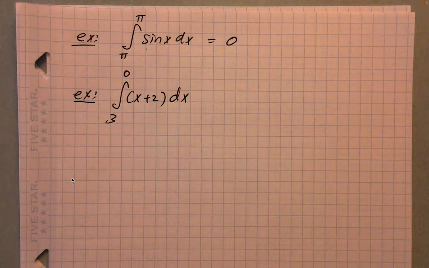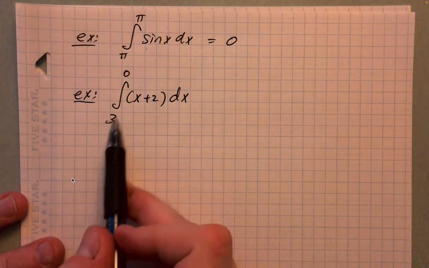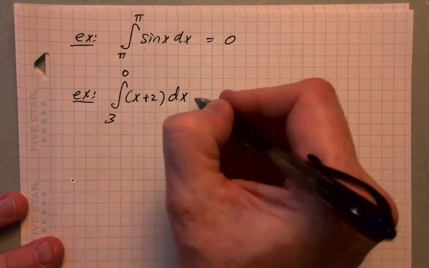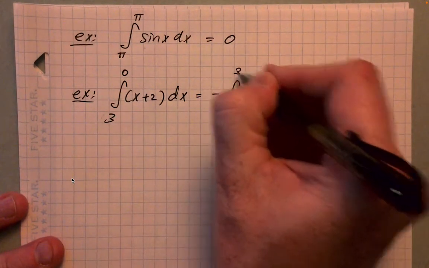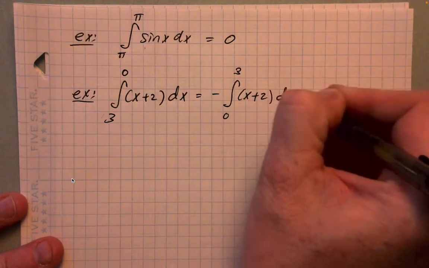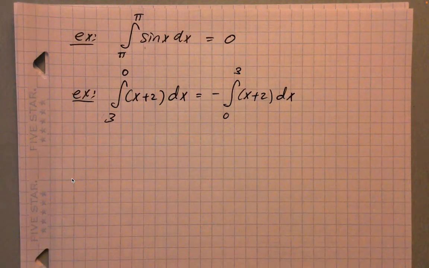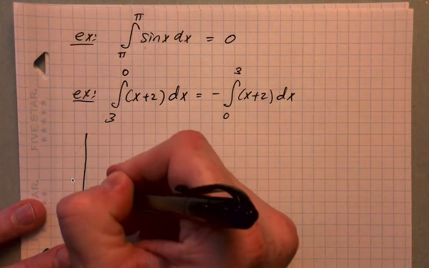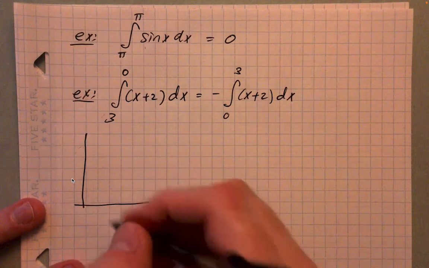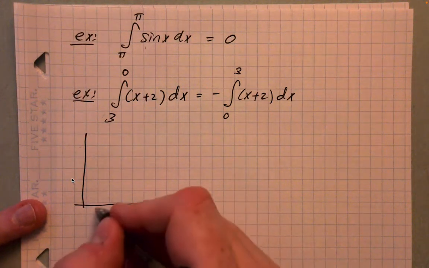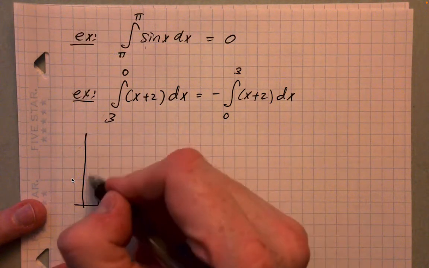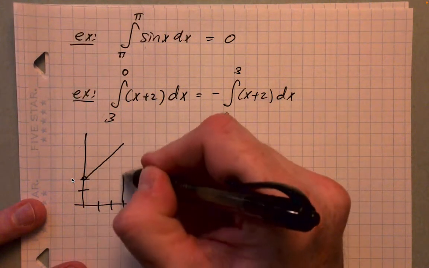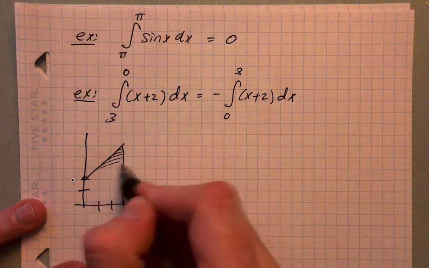Okay, what about the integral from 3 up to 0 of x plus 2 dx? Okay, so this one, your lower bound is further out on the real number line than your upper bound, so this would be equal to negative integral from 0 to 3 of x plus 2 dx. Now, we didn't actually figure this one out, but this is that trapezoid, isn't it? This is that trapezoid. 1, 2, 3, 1, 2. So this would be that trapezoid that looks like this.